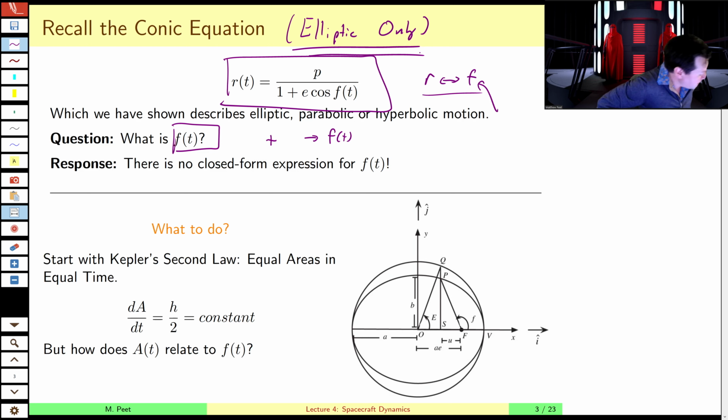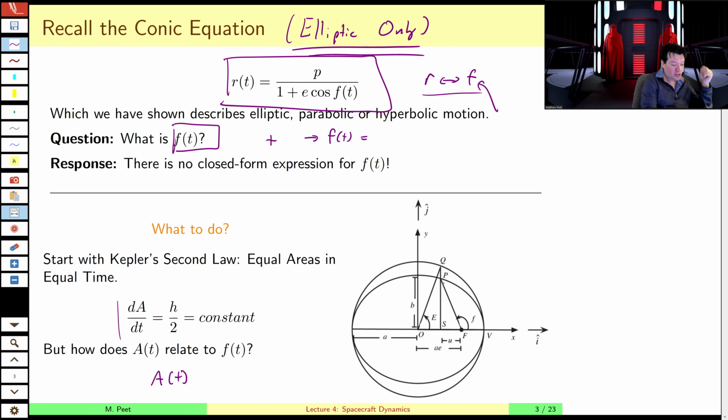Right. So anyway, how are we going to find a function F as a function of T? Well, we don't. It's not uniform, right? The F is not a linear function of T. So there's no easy clock for this problem, but we do have a clock, which we can calculate, which is Kepler's second law, which is equal areas in equal time. So we have an expression for A dot, as I mentioned earlier, which is just h/2 as a constant. And so we can find, of course, A as a function of time, area swept out.